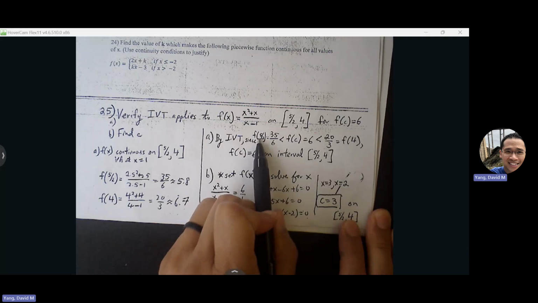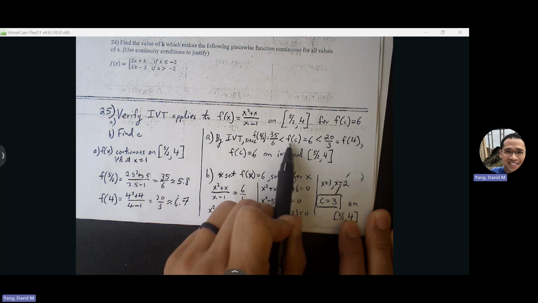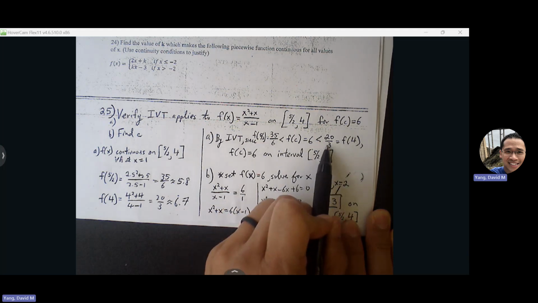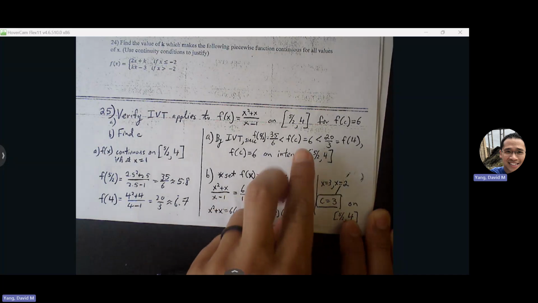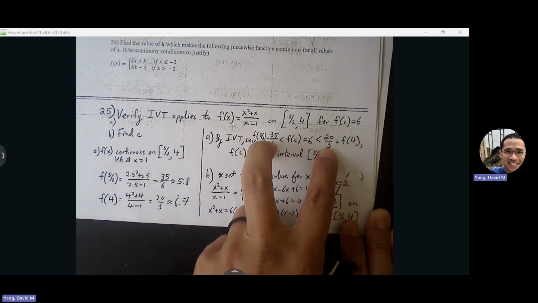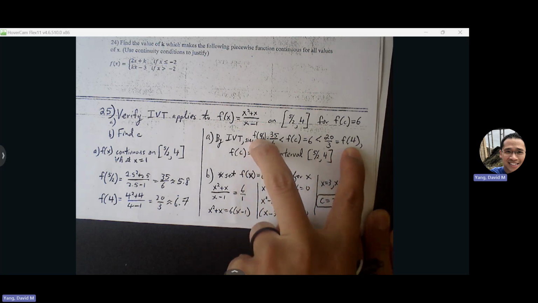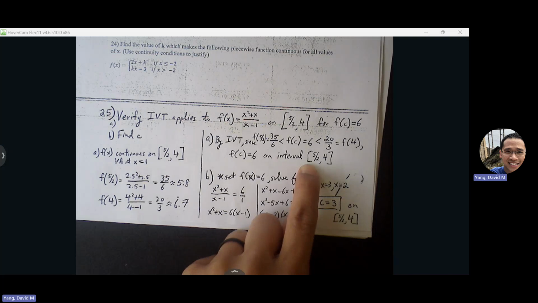So we can say by IVT, since f of 5 halves, which is 35 over 6, is less than 6, which is less than the other endpoint, 6.7, which is coming from f of 4. And then this is a statement that shows the relationship that the intermediate value is clearly between the two endpoints' y values, and that the endpoints' y values are coming from these endpoints. Therefore, we can guarantee f of c equals 6 on the interval from 5 halves to 4. So that's the first part.